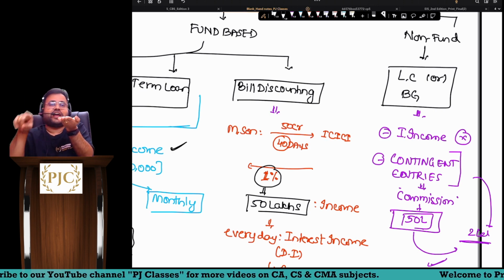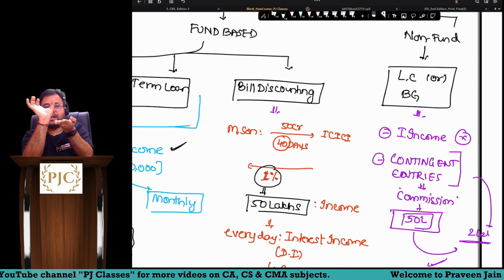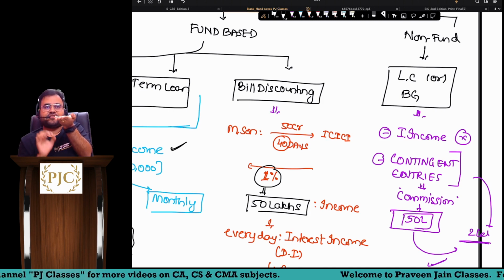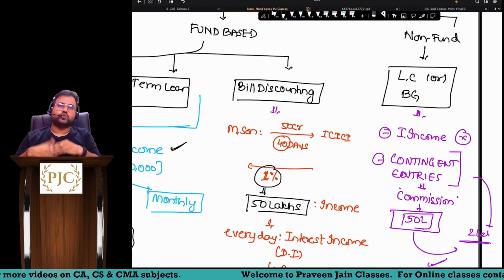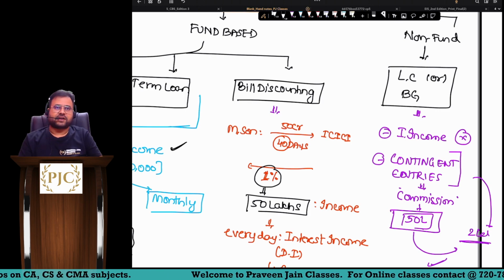So 365 days into 5 years. So 50 lakhs divided by 365 days into 5 years per day, hai na, this entry has to be passed. So this is how bank has to do revenue recognition, sir. So I hope this part is also clear, bacha.